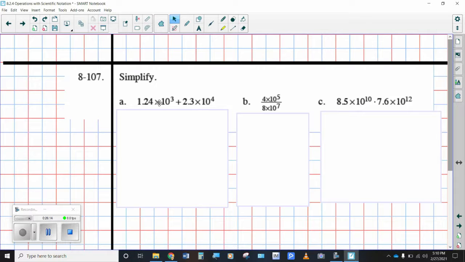I'm not quite sure your calculator, well, it might be able to do this. I'm going to pause, you work through it, and I'm going to see if it actually works with the calculator.